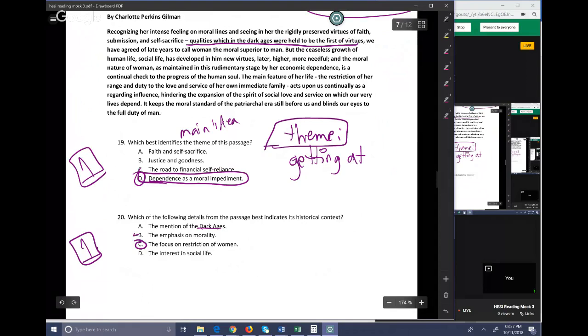So I would say the two that are very obviously not the answer are B and D. And then mention of the Dark Ages versus the focus on restriction of women. It would be much easier to go back in history and figure out that women were restricted at certain points in time, more so than other points in time, and how that evolved. That would be the best way for you to figure out when. Historical context is when was it written? What was going on in history at the time it was written?